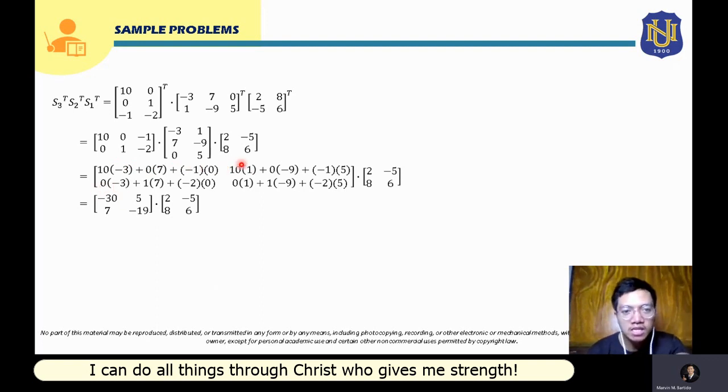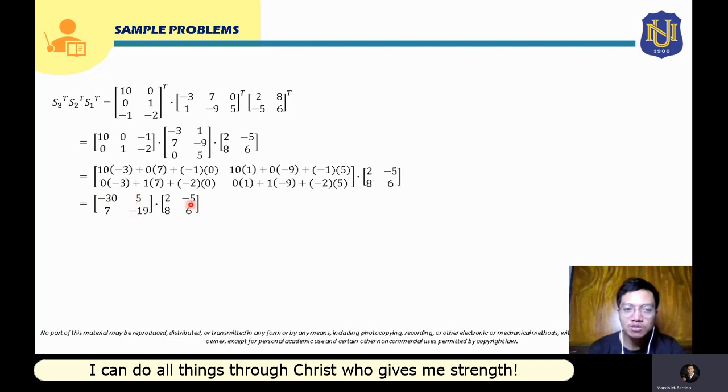That will be negative 30. For 1 times 1 plus 0 times negative 9 plus negative 1 times 5, that will be positive 5. Now for 0 times negative 3 plus 1 times 7 plus negative 2 times 0, that will just be 7. Now for 0 times 1 plus 1 times negative 9 plus negative 2 times 5, that will just be negative 19. So this will be the product of S3 transpose and S2 transpose.